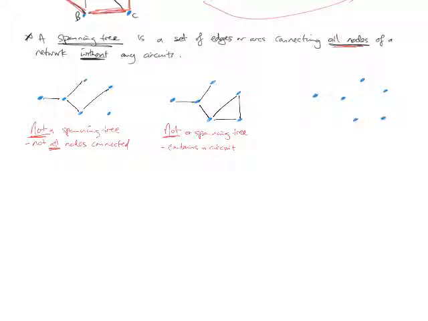So, by process of elimination, by showing you these examples here, the only way that I could draw a spanning tree for this set of dots, well, actually there's multiple ways, but I'm going to draw what's been given in the book, is connect that, connect that, connect that, connect that, connect that. This is a spanning tree. All nodes connected, all underlined, no circuits.